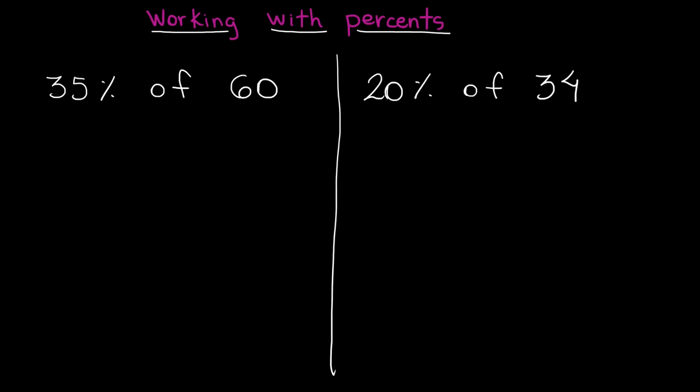Now it's your turn. How can I calculate 35% of 60 and 20% of 34? Write down the answers here in the comments.